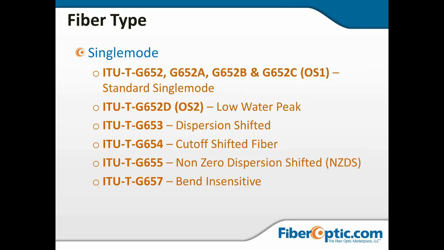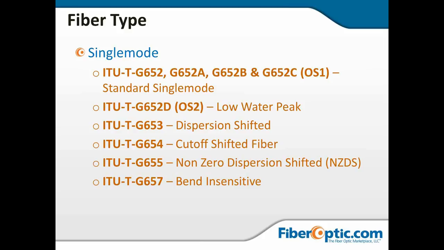Then we move into the 653, which is dispersion shifted, moving our point of zero chromatic dispersion up to around 1550. Then the 654 is cutoff shifted. 655 is non-zero dispersion shifted. This takes care of the water peaks and also shifts the zero dispersion point to around 1490 or 1500.